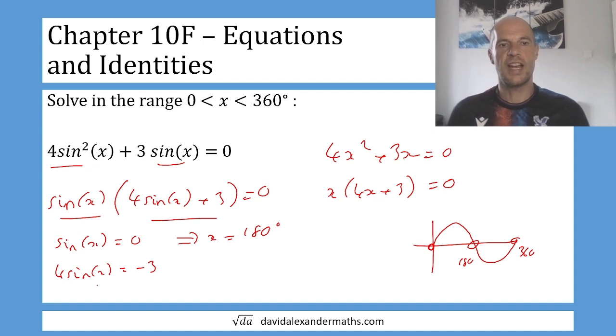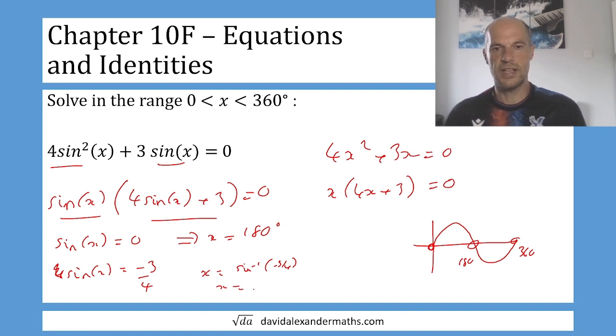So if 4 sine x is negative 3, then the sine of x is minus 3/4. So therefore x is the inverse sine of minus 3/4. So shift sine minus 3 divided by 4, we are getting, let's just call that minus 49. So there's my first solution.